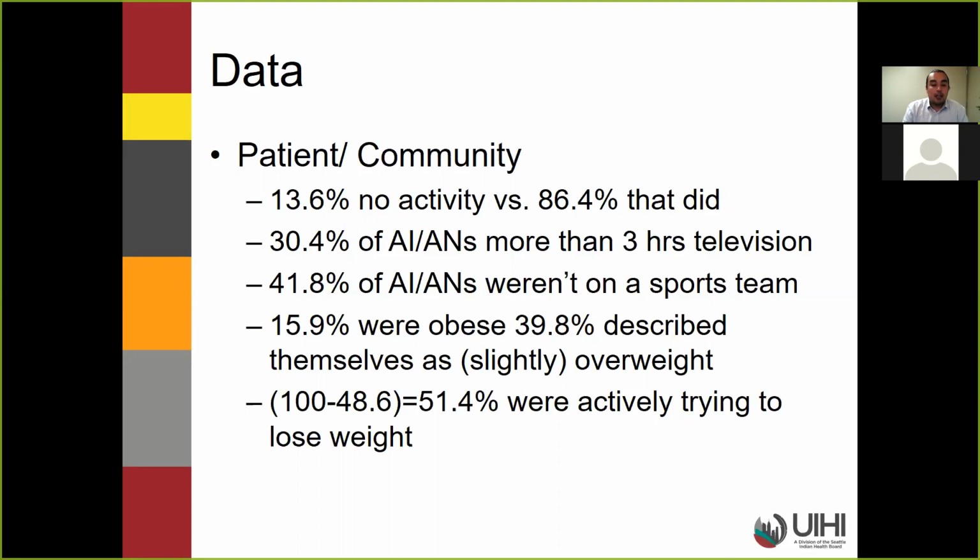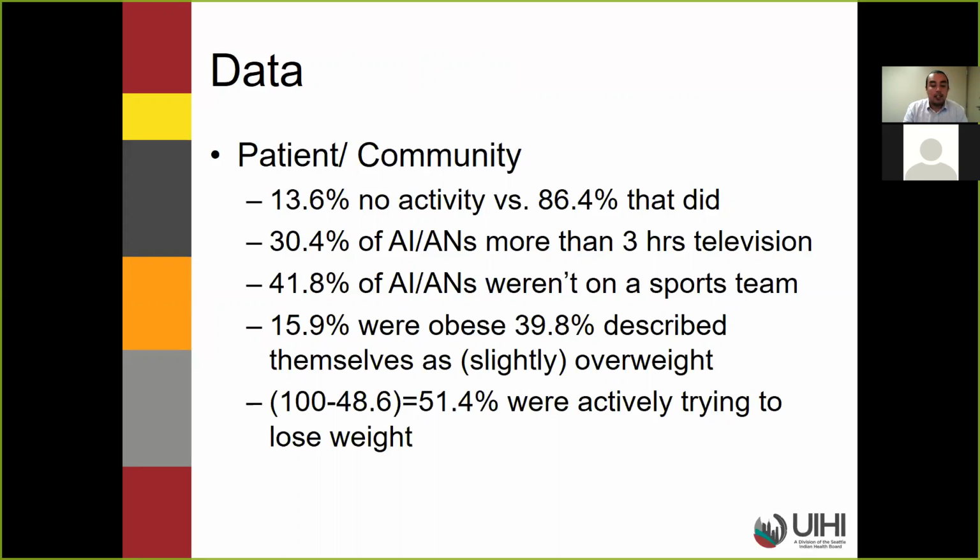Likewise, we can highlight this disparate number of 30.4% of American Indians and Alaska Natives endorse watching more than 3 hours of television on average per day. That's a big number that's going to be able to kind of reach out and hopefully grab people's eye and increase their interest. Additionally, we can say that 41.8% of AIANs were on the sports team in the last 12 months. So this might be an area to kind of understand, you know, is it that they're participating in a lot of non-sports related activities, or is it that the number itself represents an overall decrease in activity?